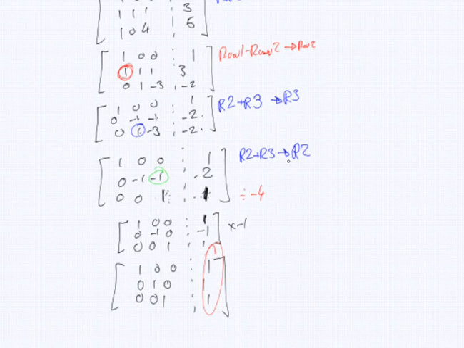Row 2 plus row 3. Put the answer on 2 or 3. Put the answer on 3. 1, 0, 0, 1. 0 minus 1 minus 1 minus 2. 0 plus 0, 0. Minus 1 and 1, 0. Minus 1 and minus 3, minus 4. Minus 2 and minus 2, minus 4.